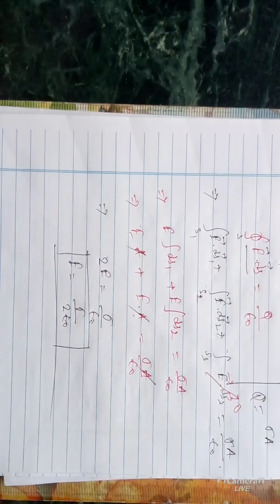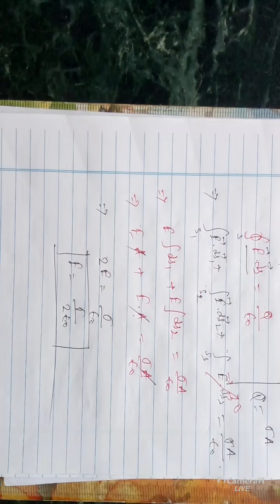Very important relation. Due to an infinite plane charge sheet, the electric field at a distance r is E equal to sigma by twice epsilon naught. Notice here, it doesn't depend on the distance from the sheet.